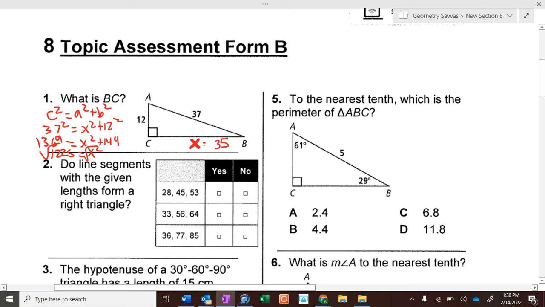Okay, Pythagorean theorem. All right, so here you square 28, you square 45, and you square 53, and you see if the little two add up to be the big one. So is 28 squared plus 45 squared equal 53 squared? And the answer is yes. Is 33 squared plus 56 squared equal to 64 squared? Answer is no. Is 36 squared plus 77 squared equal to 85 squared? The answer is yes. Okay?